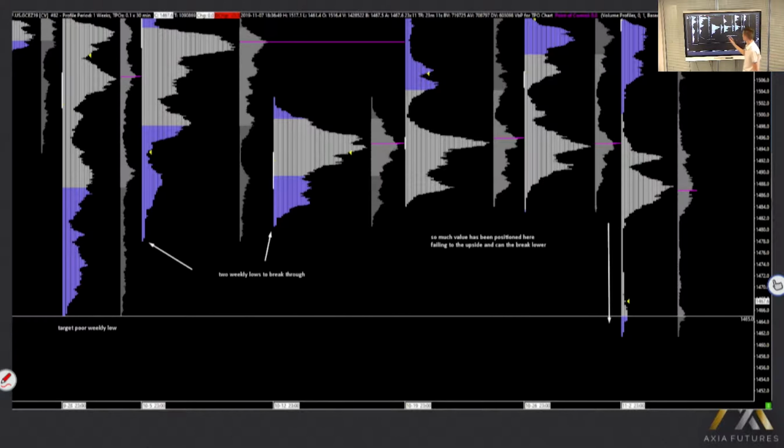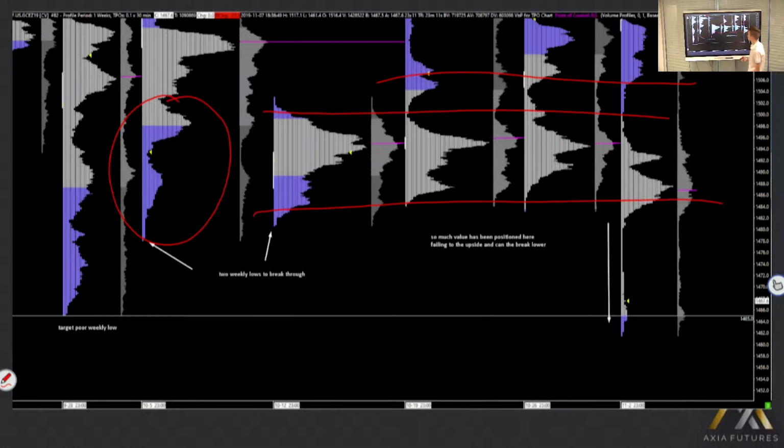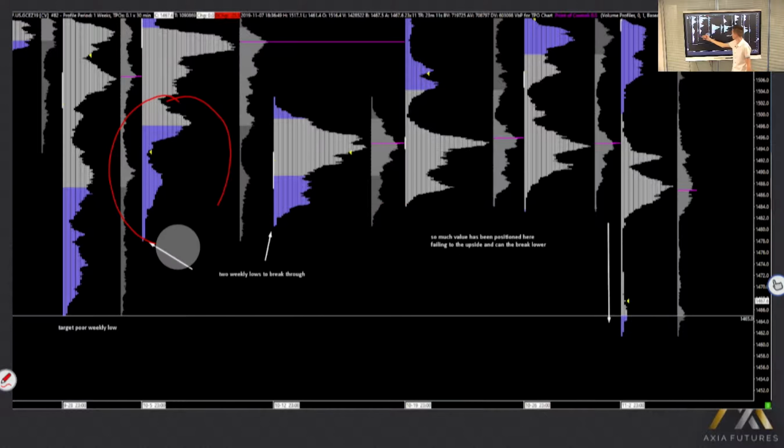So again, all of the value is here, filling in this giant area, and you're failing to go above. You get an area where it keeps wanting to break through, where previously you had value. That value's always been quite low, and you've got all of these lows, these two being the key lows you want to take, and then you can target this giant poor low down at the bottom on the weekly chart.